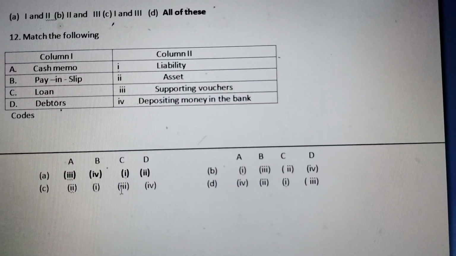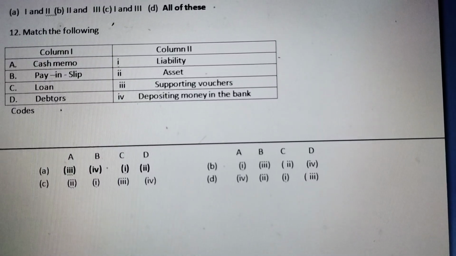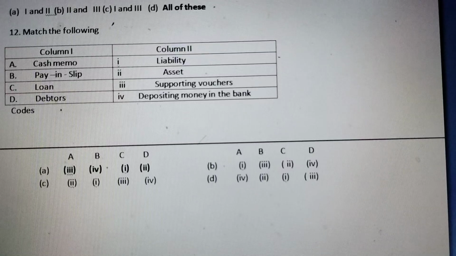In this way, you have to prepare. Match the following. The code will be given. So when the code is given, don't get confused with the answers. Just read the questions carefully, try to match the answer with column A and column B, and compare your matched answer with the answer given as a code, and select the correct answer, that is code A, B, C, or D. So these are all important questions relating to the voucher.